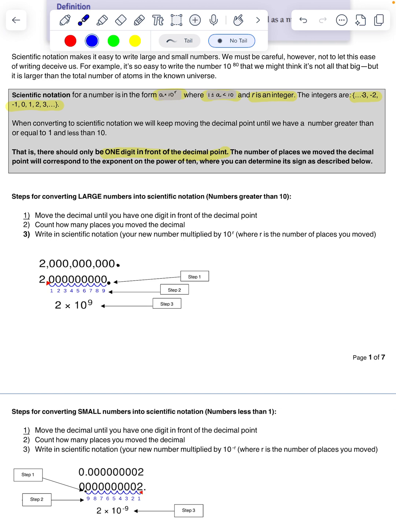We know that we needed to move it back all the way to be after the 2 because we need the first number to be between 1 and 10. So if I had moved it back and gotten 20, I would have said, wait, 20 is not between 1 and 10. So I need to keep going. So since we moved it 9 times, the 9 is going to be our exponent on the 10. So our scientific notation is 2 times 10 to the 9. This 10 should always be a 10.